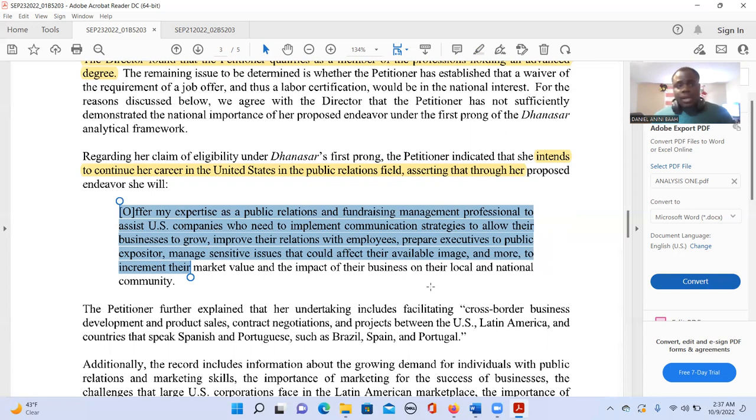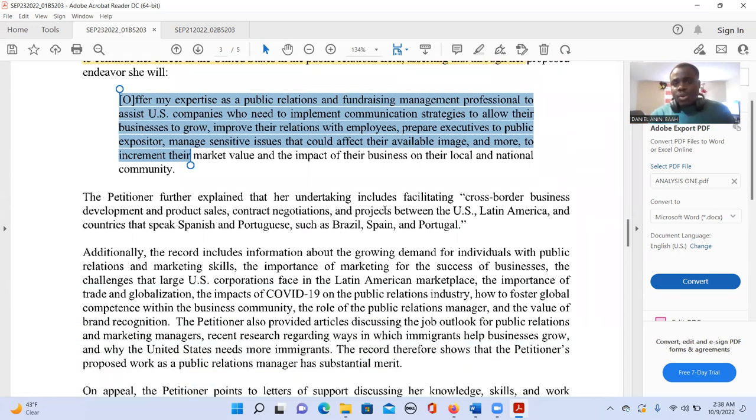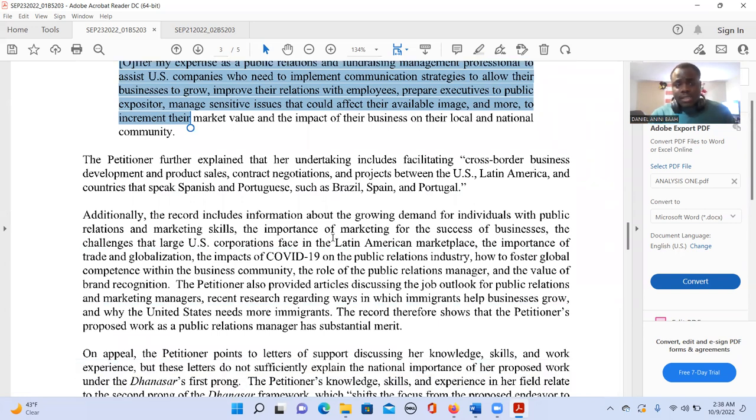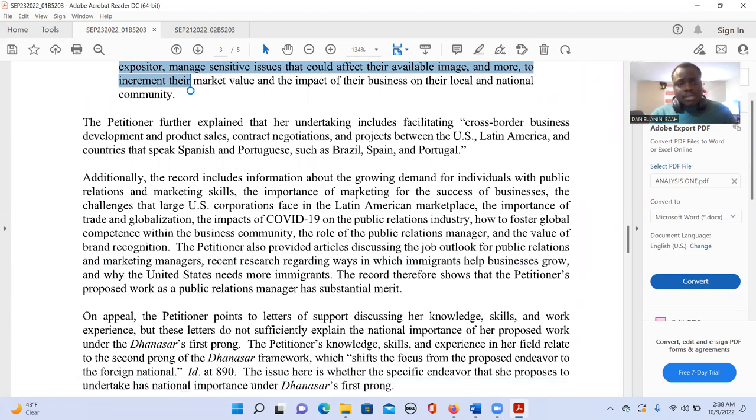So he was just talking about what his skills are capable of doing in the United States. That is what he proposed as a national interest, which to me is not enough. Let's look at it further. The petitioner further explained that his undertaking includes facilitating cross-border business sales projects between the US and Latin America, as those countries speak Spanish and Portuguese.